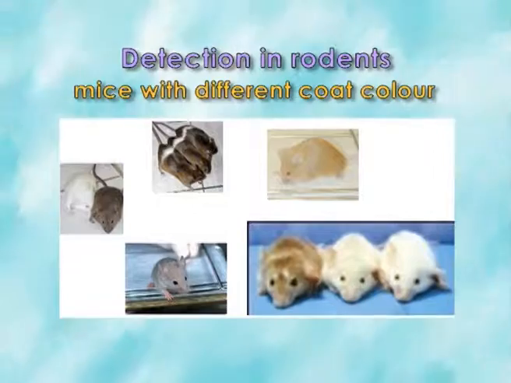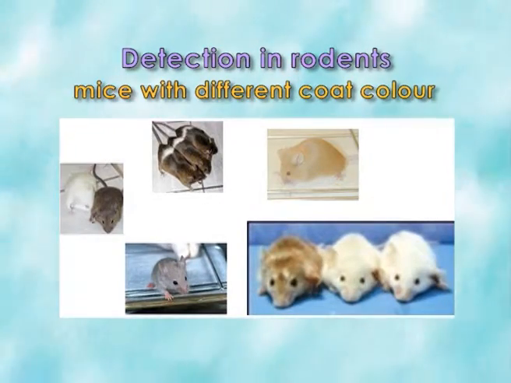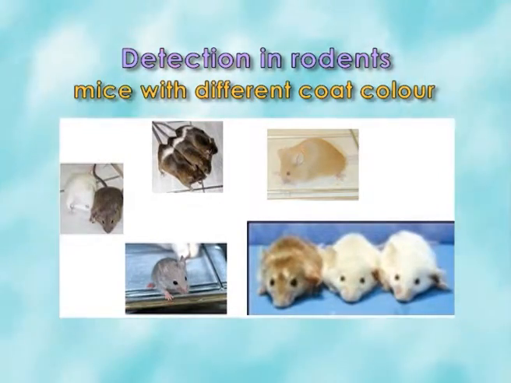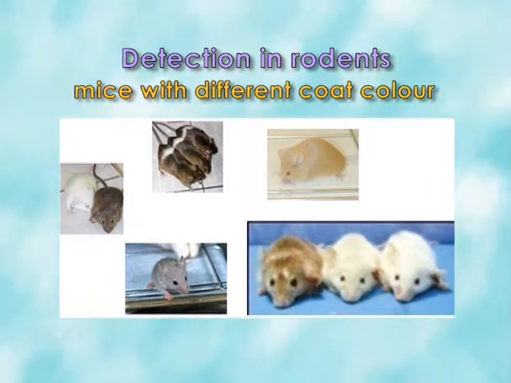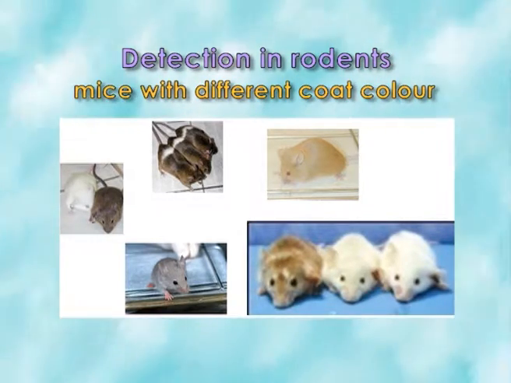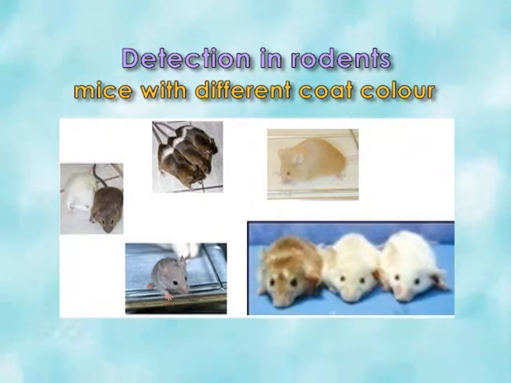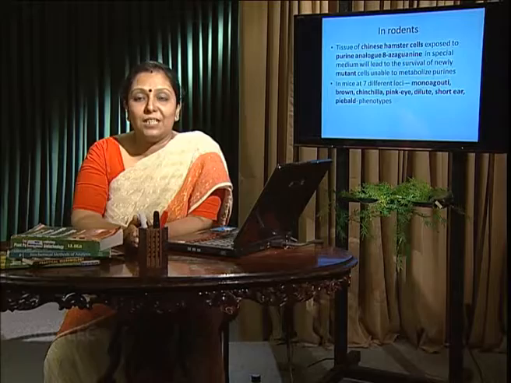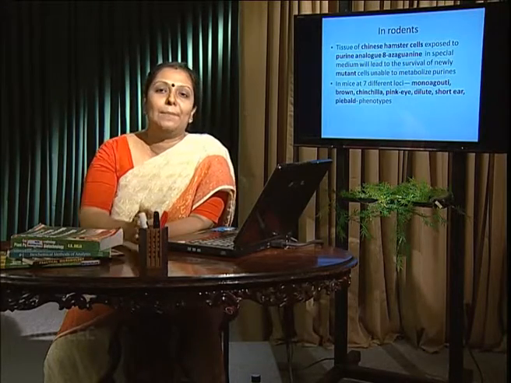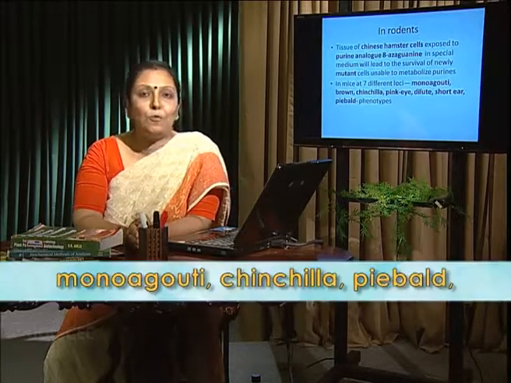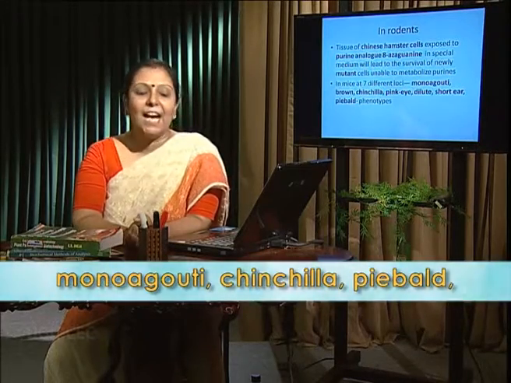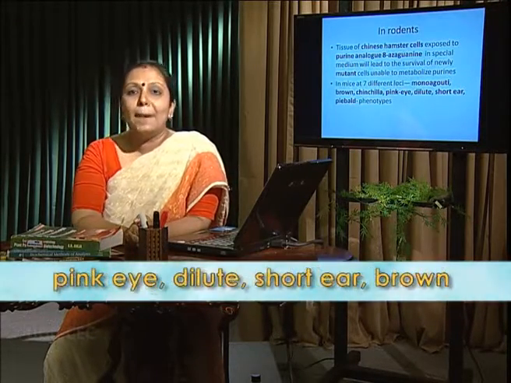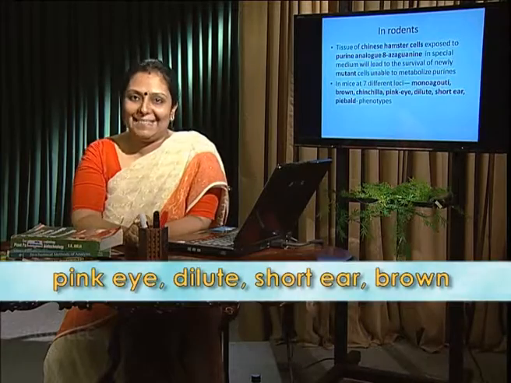Next, in rodents, in Chinese hamster cells, when the purine analog 8-azaguanine is given, the mutants can easily be screened as they grow. Not only that, with mutation, different types of phenotypes can be observed in mice, like agouti, chinchilla, piebald, dilute, and pink eye.